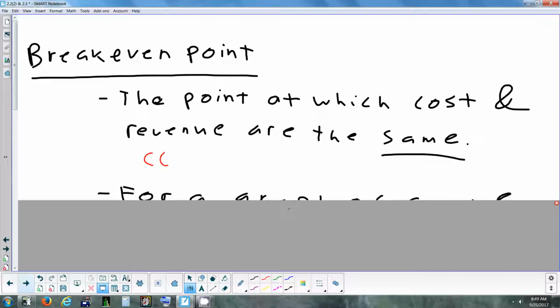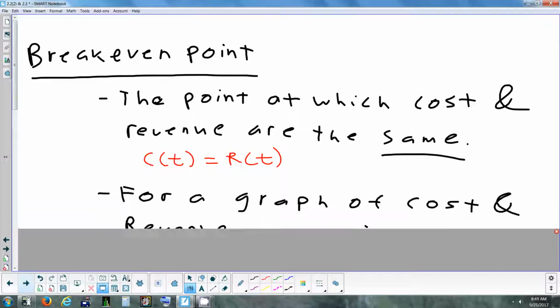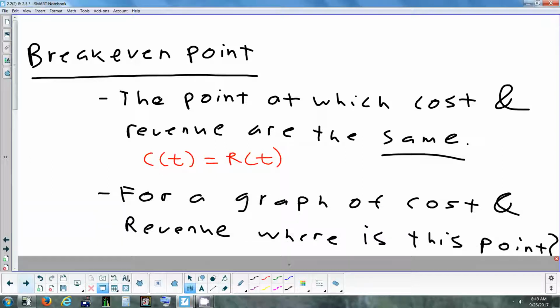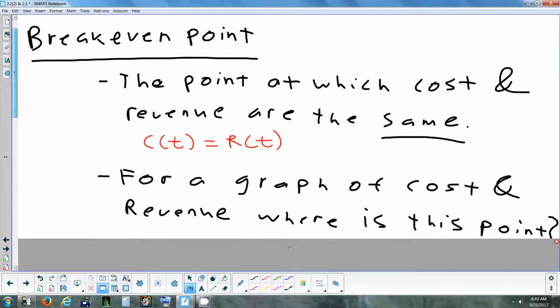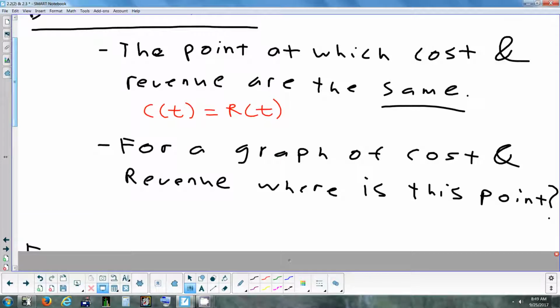So in terms of what we did, C of t equals R of t. So for a graph, where is this point? Well, we just kind of looked at it. It's where the two lines cross. So for a graph of cost and revenue, where is the break-even point? Where the lines intersect.